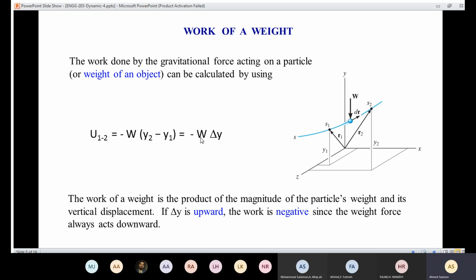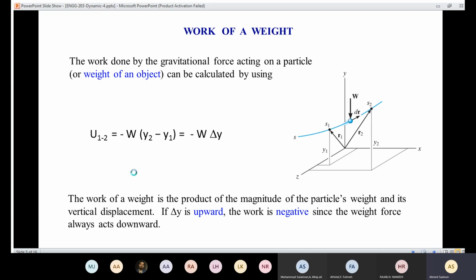Here is the particle weight, and here is the displacement. If delta y is upward, then the work is going to be negative. And if it's downward, in that case, the work is going to be positive. The bottom line here: if the direction of the displacement is in the same direction as the force, then the work is going to be positive. If they are opposing each other, then the work is going to be negative.